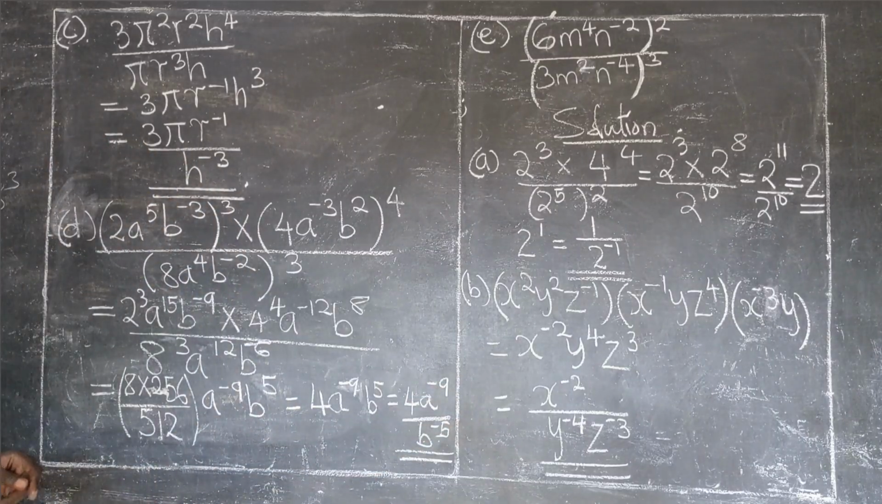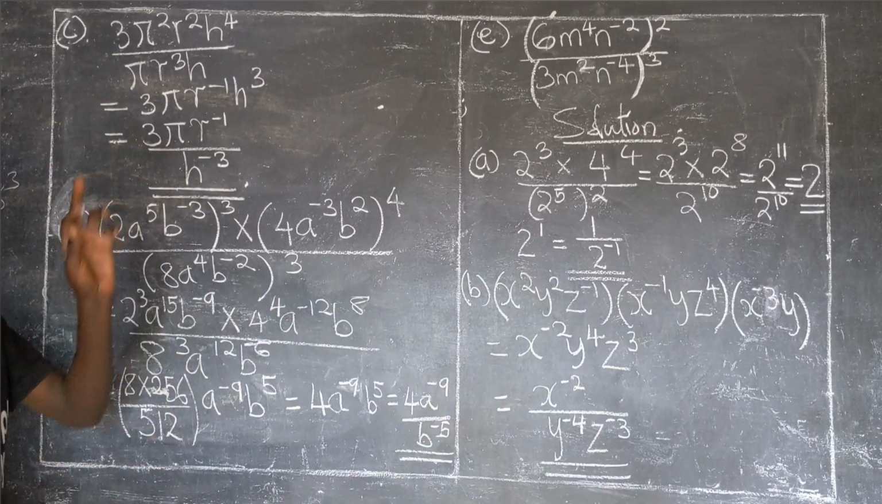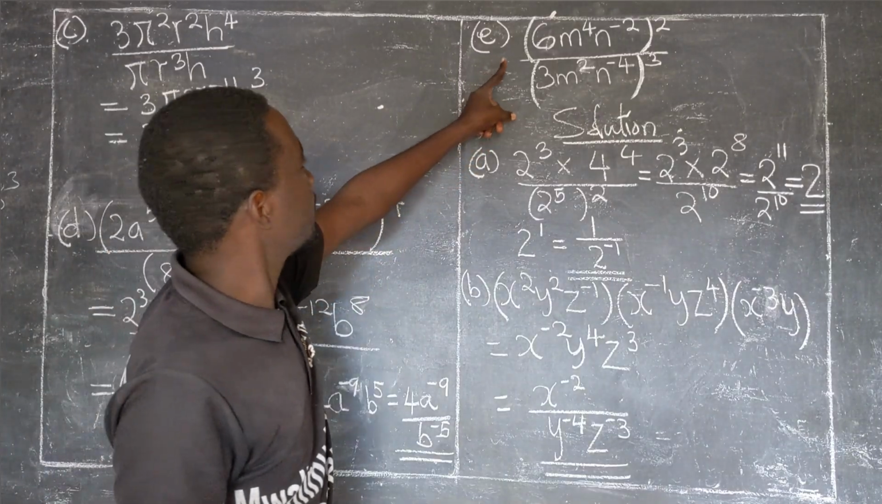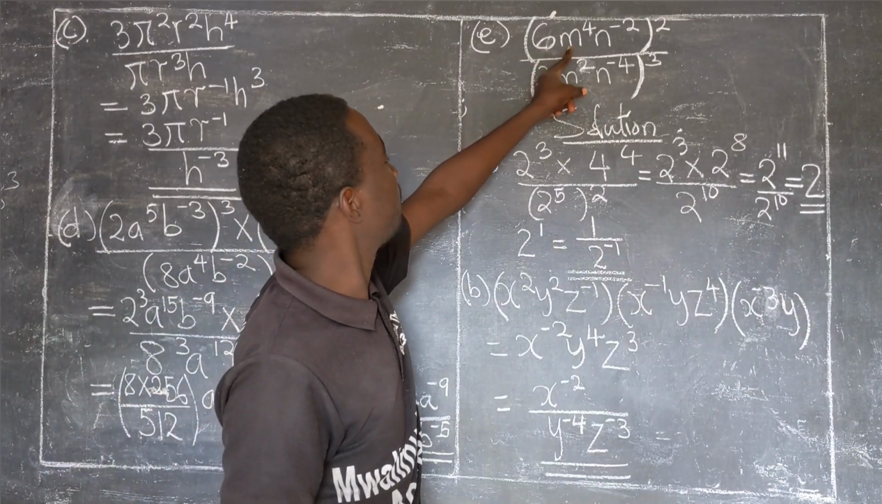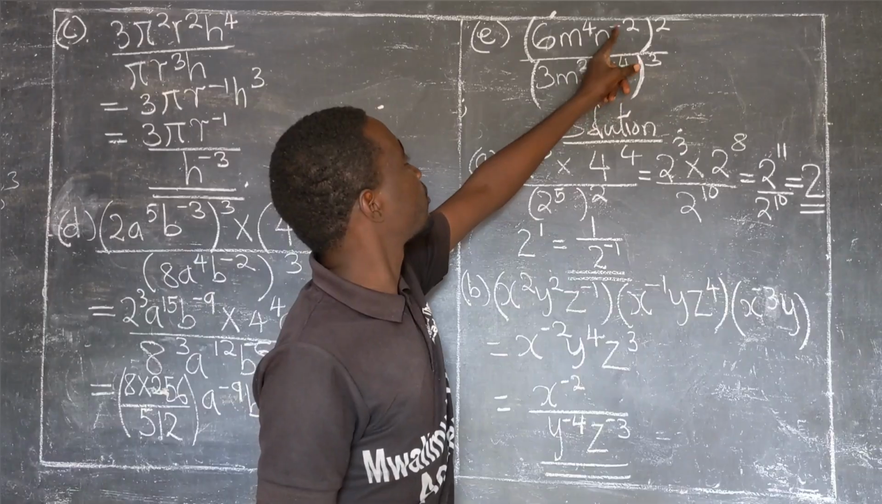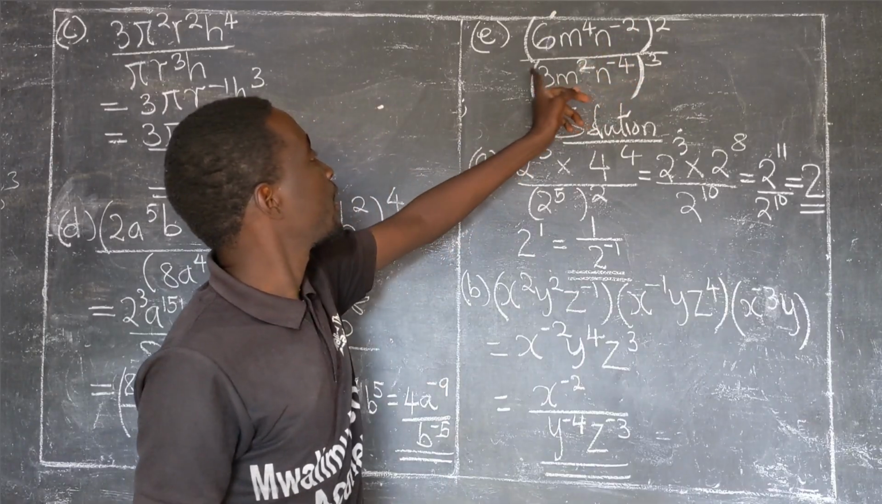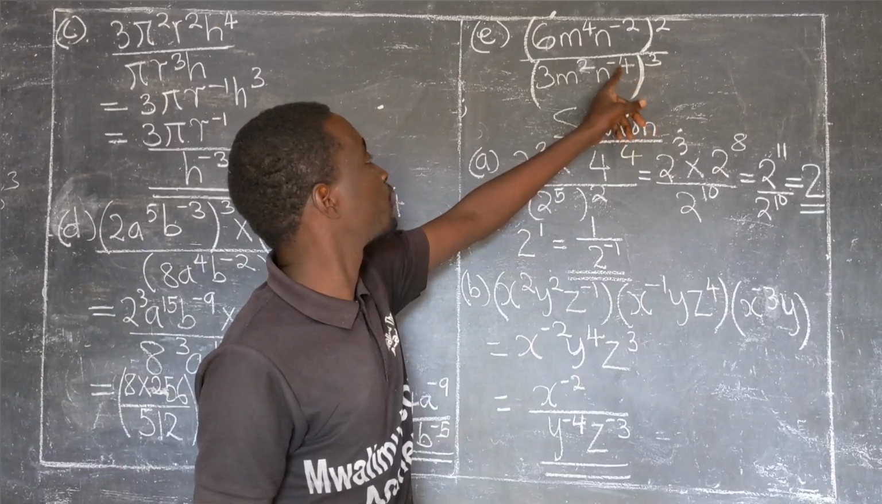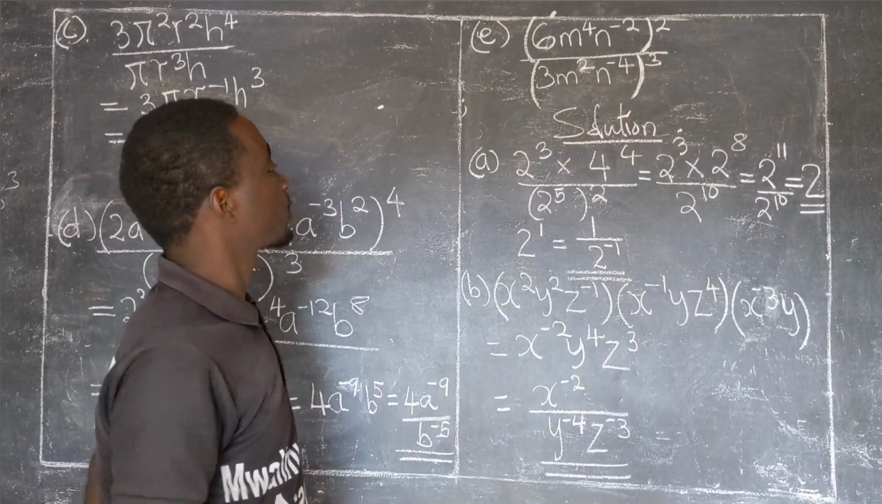After that, let us see the last part, which is part E. As you see here, part E states [6m raised to 4 times n raised to negative 2] squared divided by [3m squared times n raised to negative 4] raised to exponent 3.